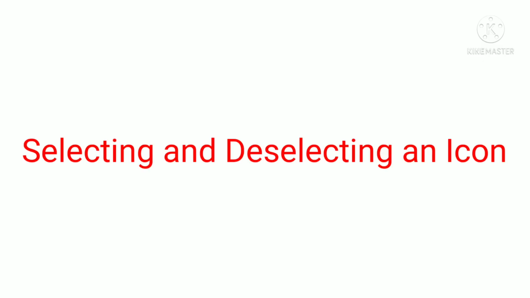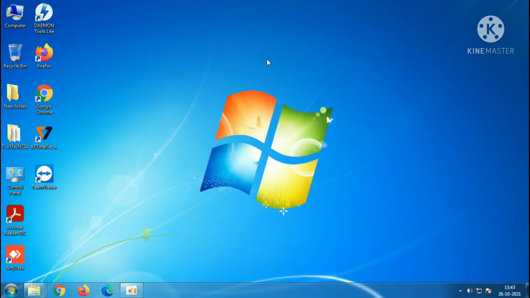Selecting and deselecting an icon. To select an icon, follow these steps. Step 1. Bring the mouse pointer on any icon. Step 2. Click the left button once. The color of the icon changes. It means that the icon is selected.